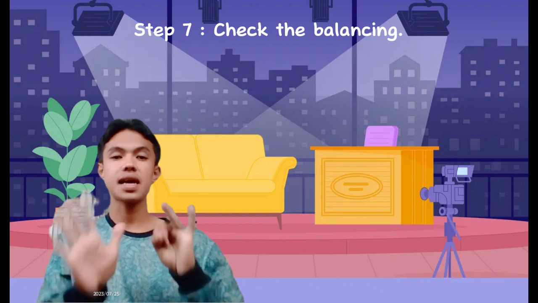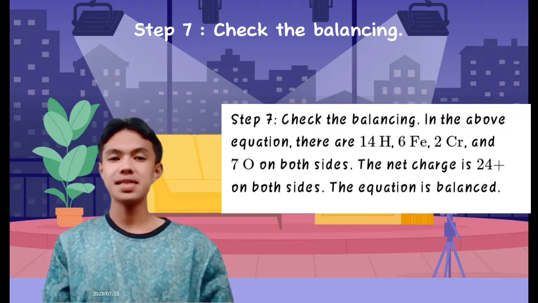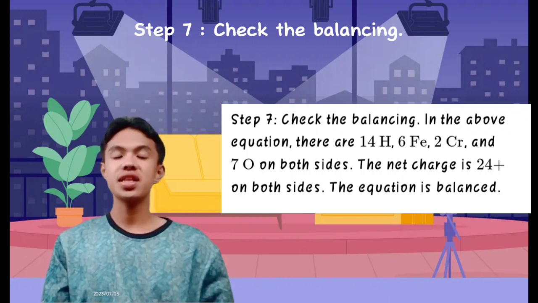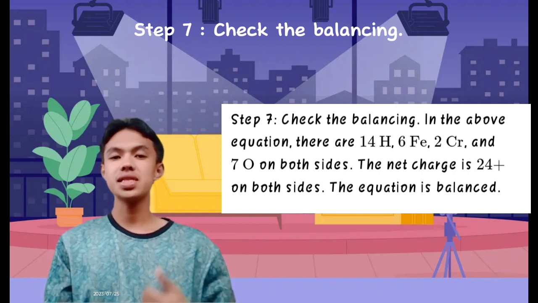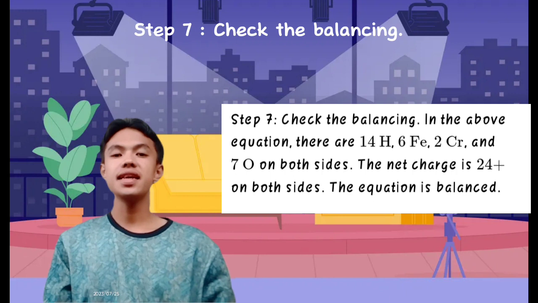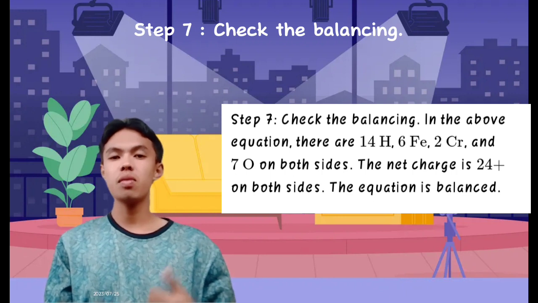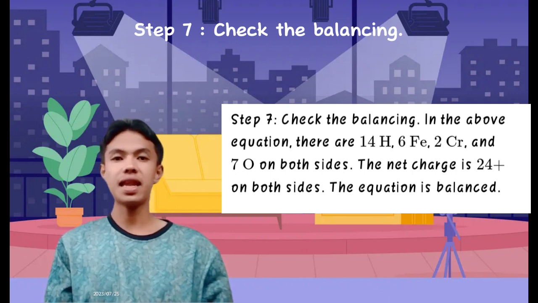Step 7. Check the balancing. In the above equation, there are 14 H, 6 iron, 2 chromium, and 7 O on both sides. The net charge is 24 positive on both sides, so the equation is balanced.